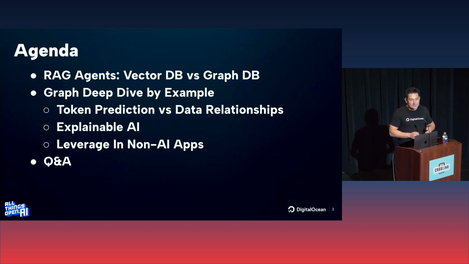The first one is token prediction versus data relationships. The second one is explainable AI. And then the third one is leveraging the data within your graph databases for non-AI applications. And then we'll have hopefully some time for Q&A at the end here.